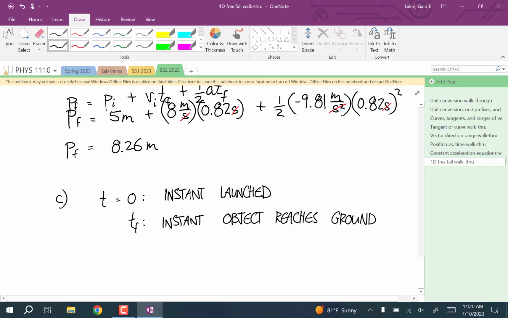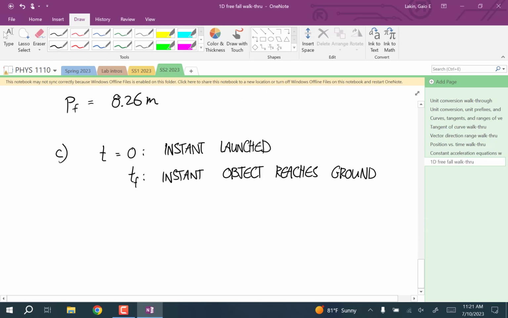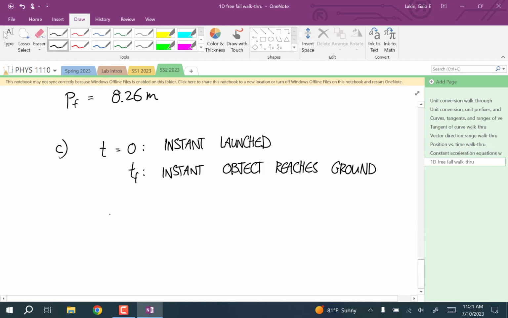The key thing to remember here is that you can't assume this is right as the object hits the ground because it wouldn't be in free fall anymore. So you have to either think it's right before it hits the ground, or you have to think that the ground disappears and it's when it reaches that location. The next step is to go through what we know and what we want. So take a second, pause the video, and see if you can fill this out.